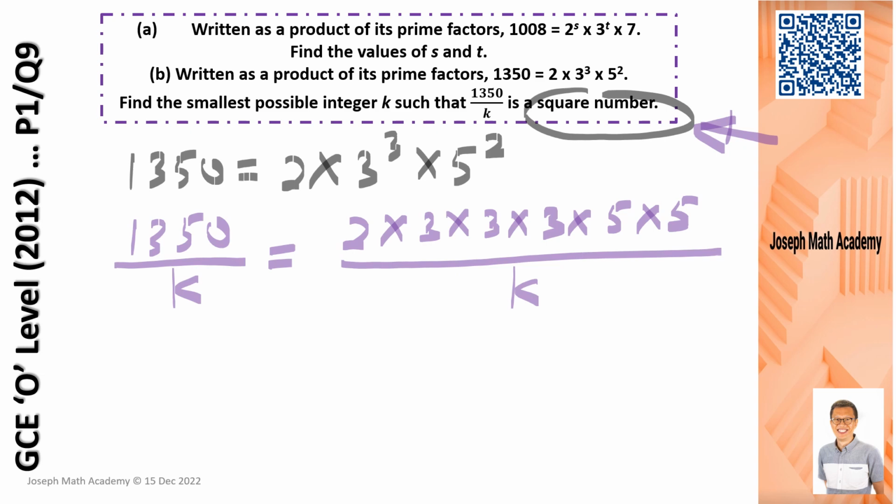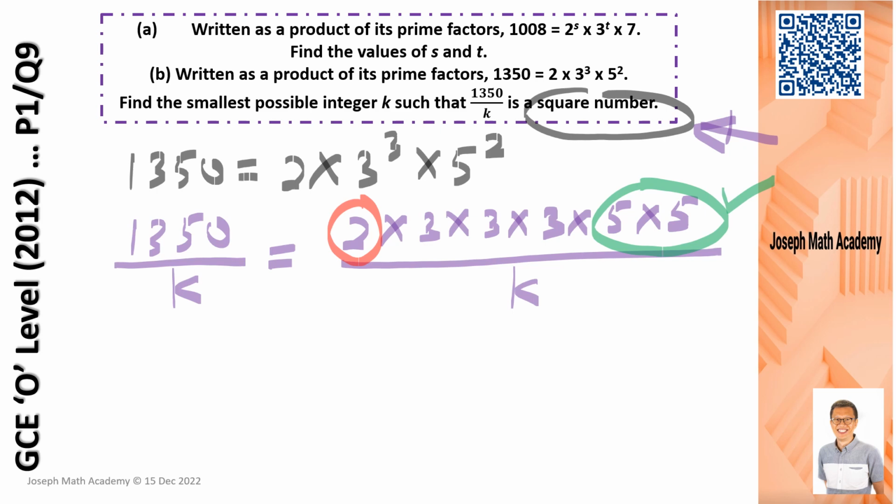So what we need to do is some grouping. Let's take a look. We have one 2 here, alone, very lonely, number two. We have two fives here. This is good. That means the 5 times 5 can be square rooted. 5 times 5 is already a square number.